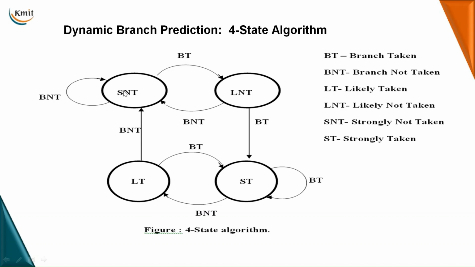So to make a branch move from strongly taken state to strongly not taken state, branch not taken should be proved twice to make a branch prediction move from strongly taken state to strongly not to be taken state. So these states are nothing but the prediction states which are stored in your buffers. Based on this, we are going to predict what might be the outcome of your branch instruction and move forward. And your algorithm works like this.